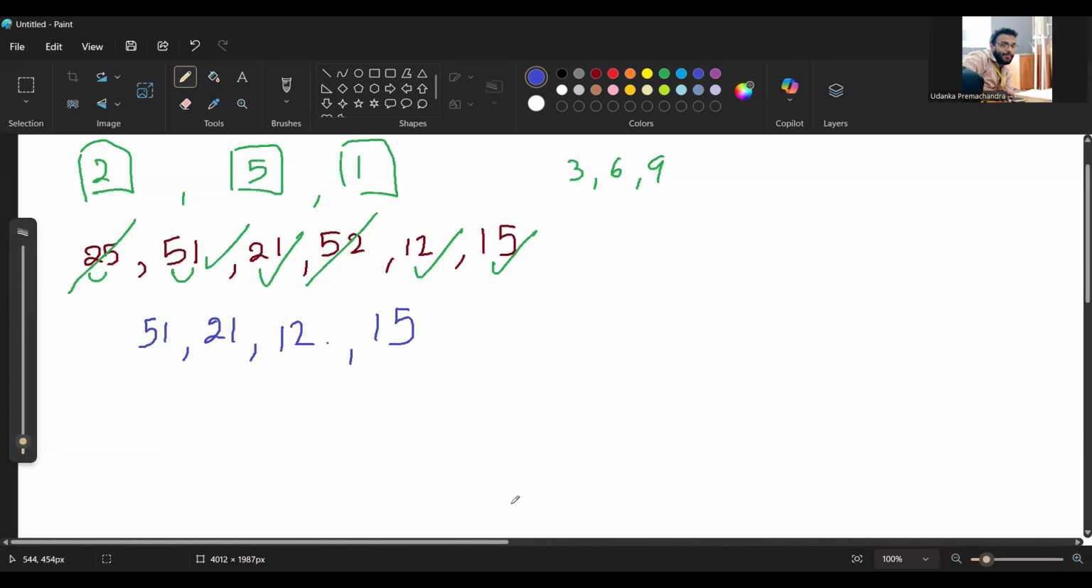They are asking for the largest value. What is the largest value? 51. Yes, the largest value is 51. Is that clear? Yes, sir. You have to go like that.